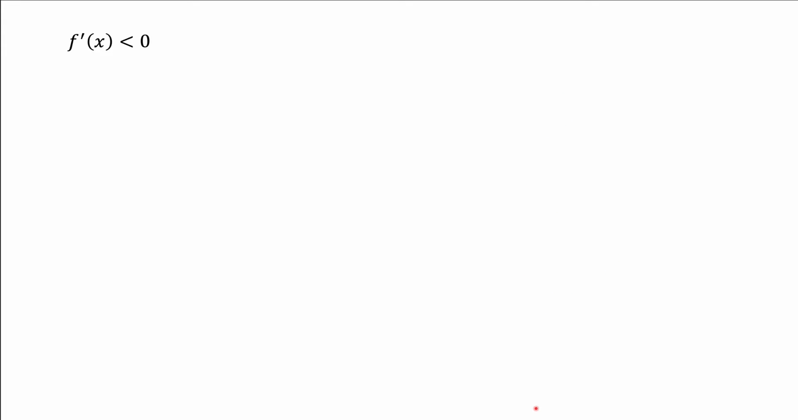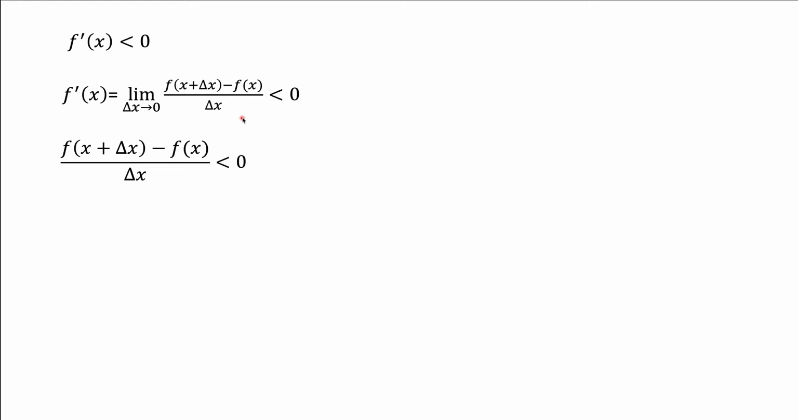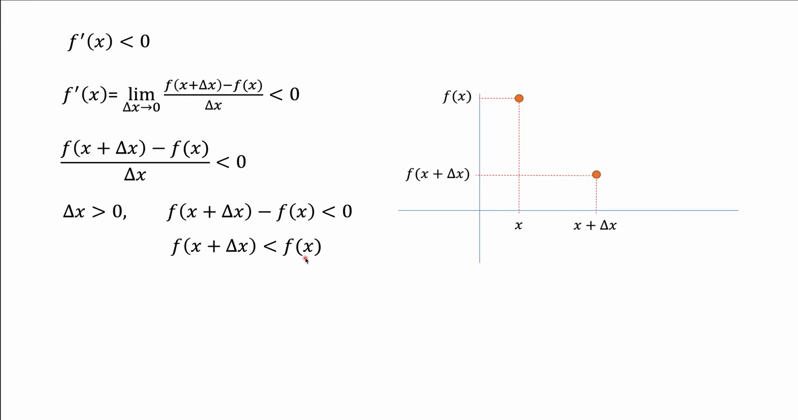Now let's look at the opposite case when the derivative of a function is negative. Again, we look at the limit, and the limit is negative when whatever's inside of the limit is negative for small delta x. Again, we consider 2 cases. One case, delta x is positive. If the denominator is positive, the whole thing has to be negative. It means that the numerator has to be negative. And that means f of x plus delta x is less than f of x. If we draw these points, we find that the function needs to go down if the derivative is negative.